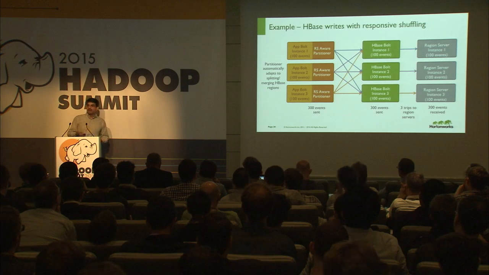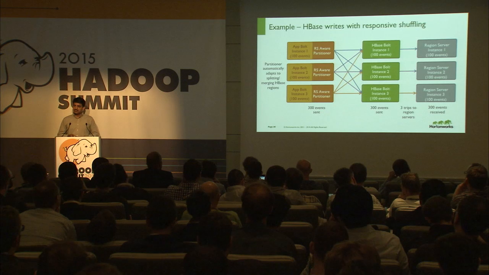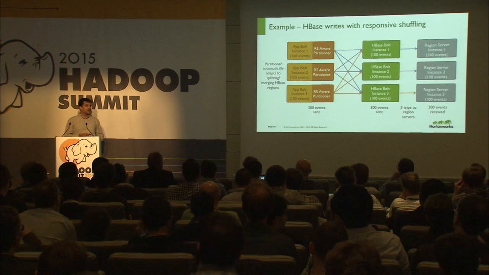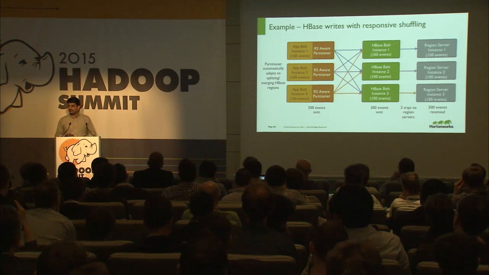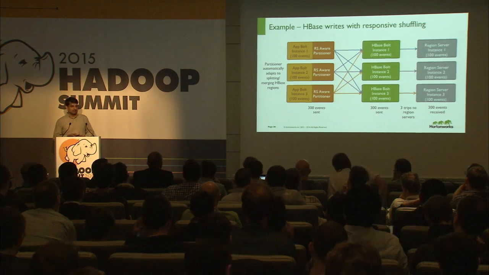Which means now that the number of trips that you're making from the HBase bolt to the region server are reduced. You're just making 3 trips. You get the same effect. You are processing 300 events, but with less network communication, less fragmentation, and improved latency and performance.